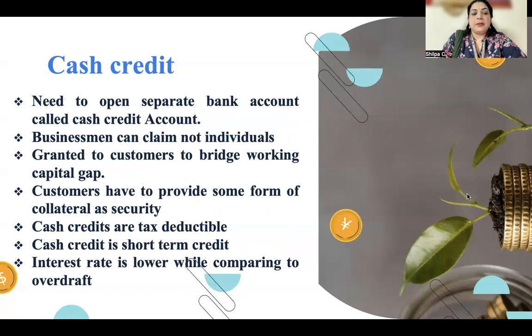Moving on to the second method of granting loans, the cash credit. Here the customer needs to open a separate bank account called a cash credit account. Businessmen can claim it, not individuals. It is granted to customers to bridge a working capital gap. Here the customers have to provide some form of collateral as security. Cash credits are tax deductible, and cash credit is a short-term credit. Here the interest rate is lower compared to the overdraft.